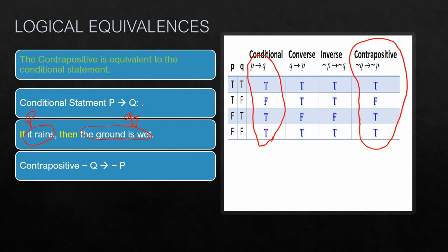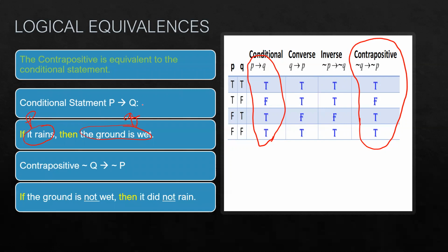Well, how do you state in words the contrapositive of this statement? Well, if Q is the ground is wet, not Q would be the ground is not wet, right? So the contrapositive here will be written as, if the ground is not wet, then it did not rain. So these two statements are equivalent. They're logically the same.